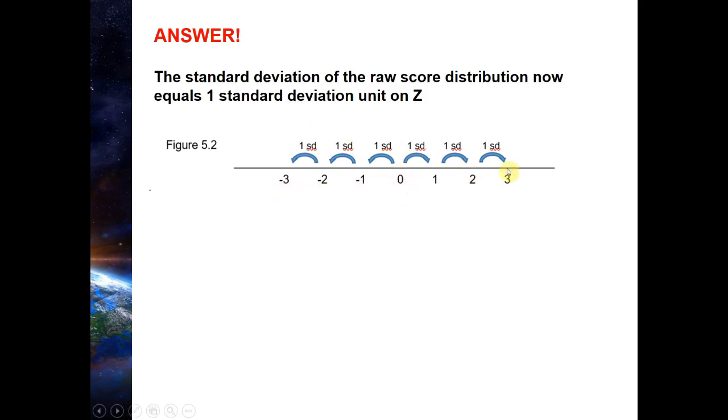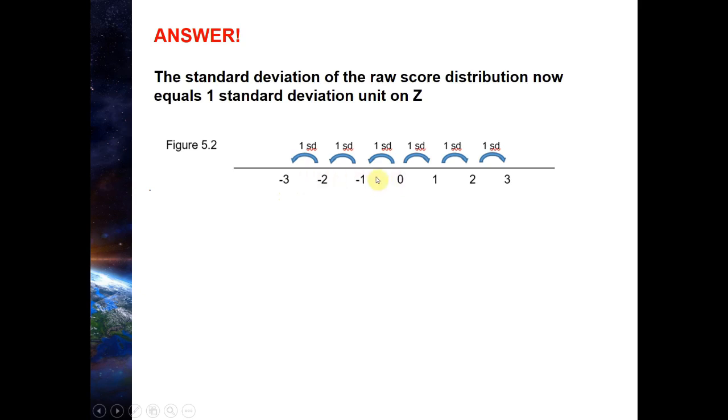So these are Z scores, right? So 0, when you go to a Z score of 1, how far have you jumped? Well, you've jumped 1 standard deviation unit on Z. Similarly, when you go from 1 to 2, you've moved another standard deviation unit on Z. When we look at 3, how many standard deviation units above 0 are you? Well, you're 3. Here, you would be 3 units below. Now, that's in Z scores, right?